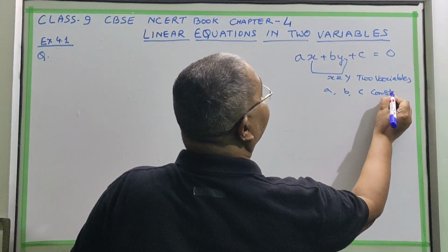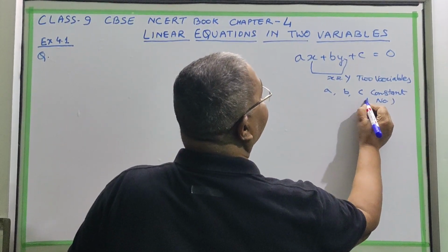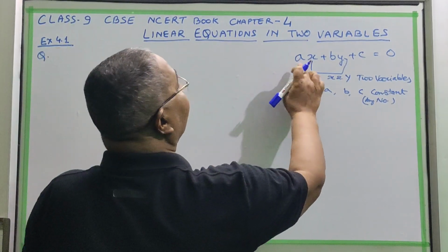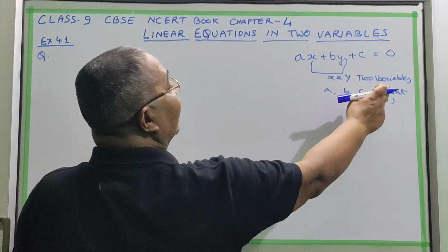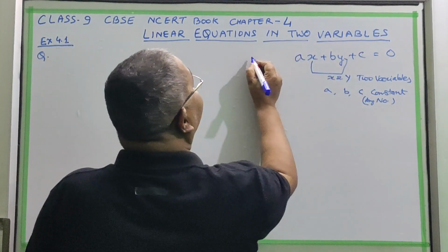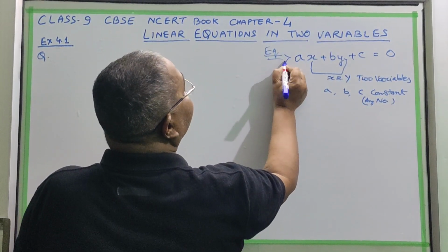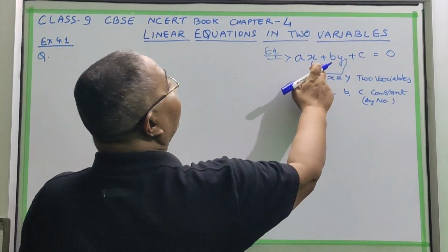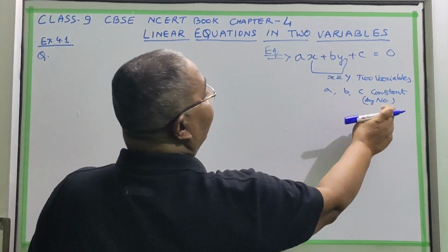Constant means any number. Any number will be there. So here this is two variables, and this full statement is known as the equation. This is your equation: ax plus by plus c equal to 0, where x and y are the two variables and a, b, c are constant.